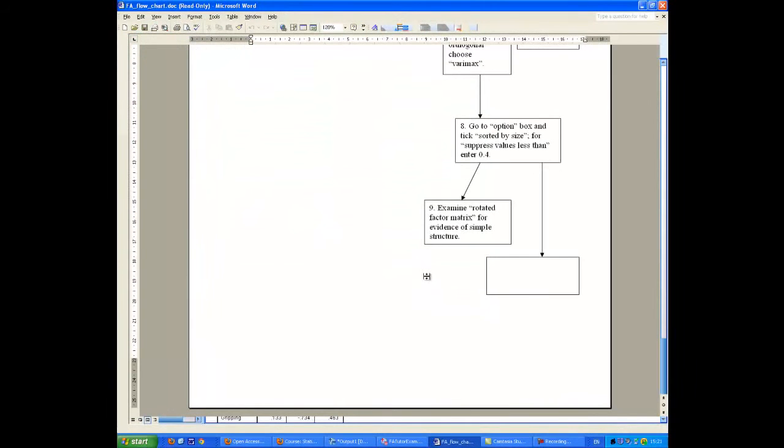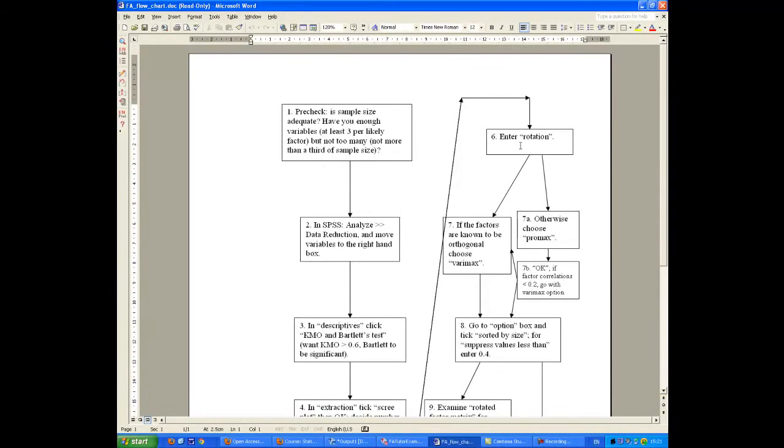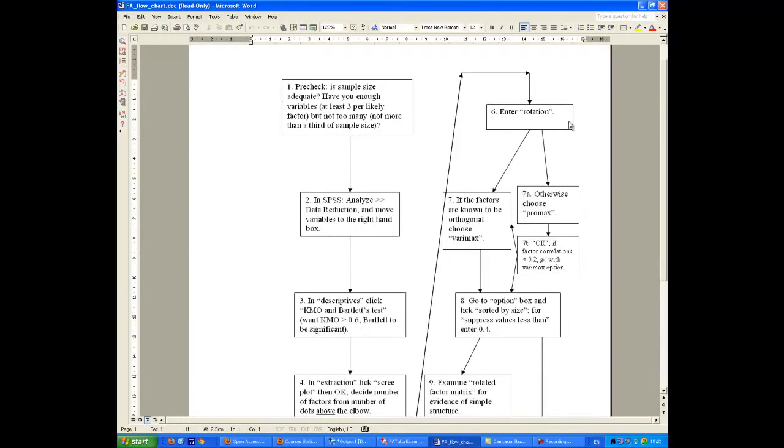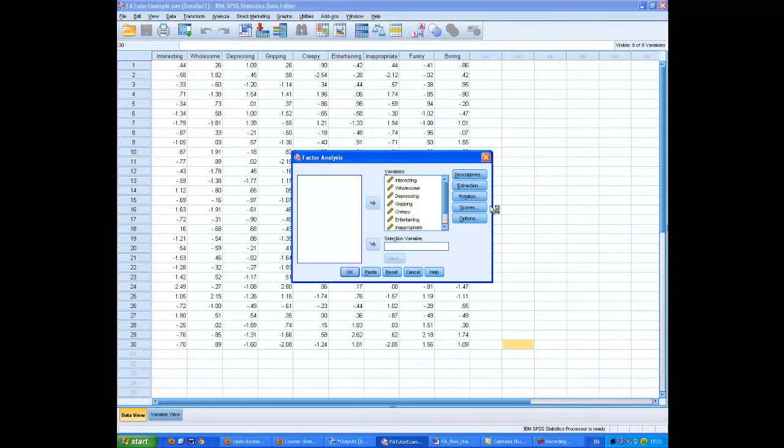So, where have we got to now? Well, in fact, I've pressed the button a little too early, because we should have done one other thing before proceeding. So I'll go back into the factor analysis, and I'll go into the rotation box.